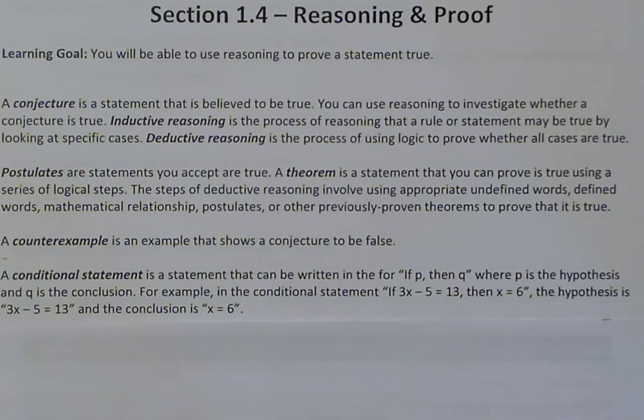All right, next part. A conditional statement is a statement that can be written in the form of if P, then Q, where P is the hypothesis and Q is the conclusion. For example, in the conditional statement, if 3x minus 5 equals 13, then x equals 6. The hypothesis is 3x minus 5 equals 13, and the conclusion is x equals 3.